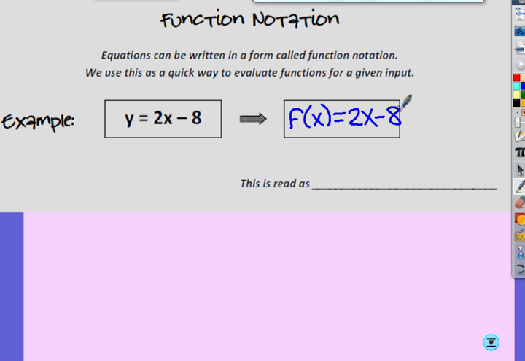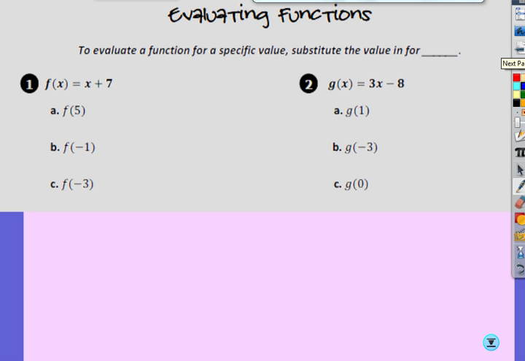We read this as f of x equals 2x minus 8, in this example. When you evaluate a function, you take the given value for the x and you place it into the expression. To evaluate a function for a specific value, substitute the value in for x.